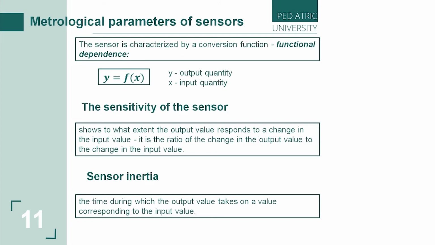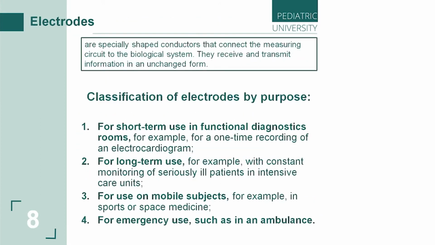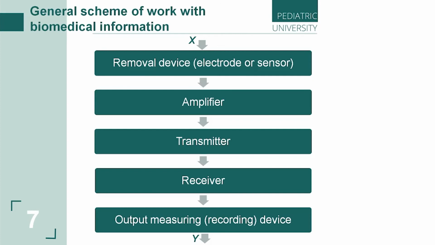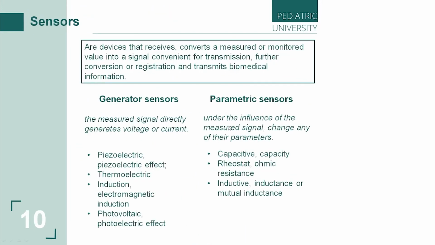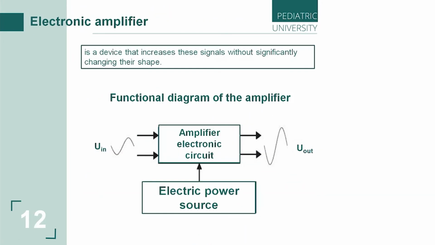So sensors are technical analogs of receptors in biological systems. So the next element, if we look again at the scheme, after the electrode or sensor is the amplifier. Electronic amplifier. But what do we need the amplifiers for?